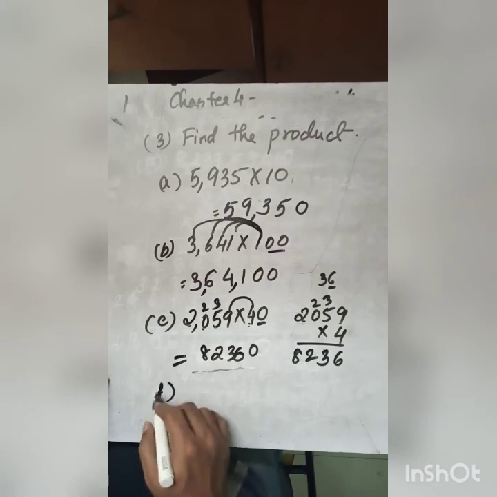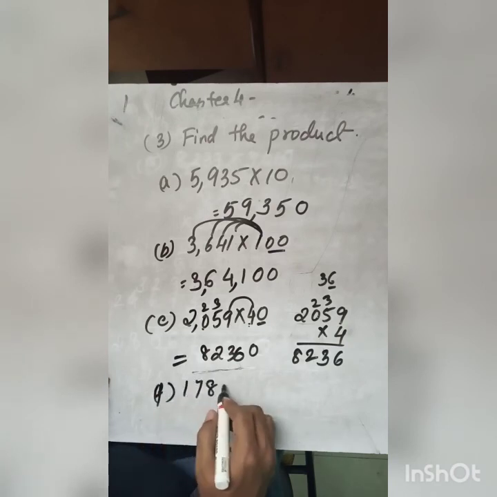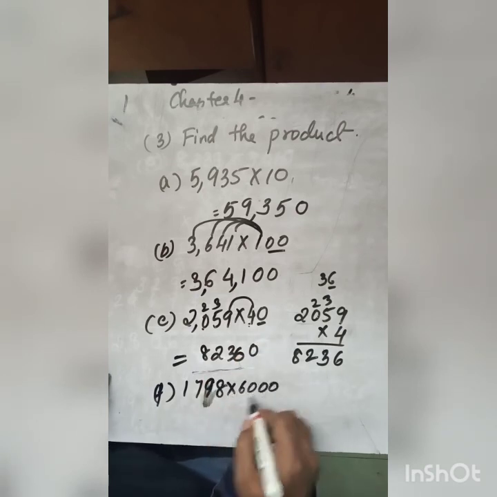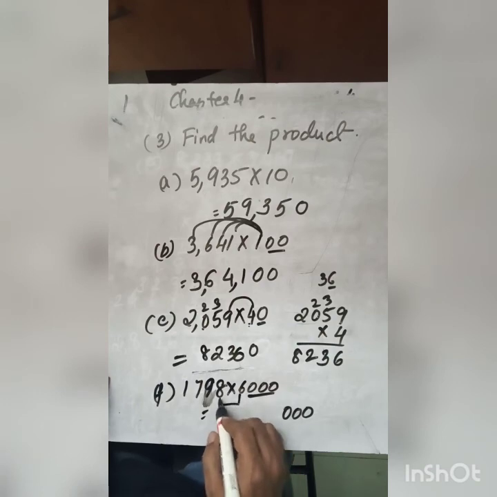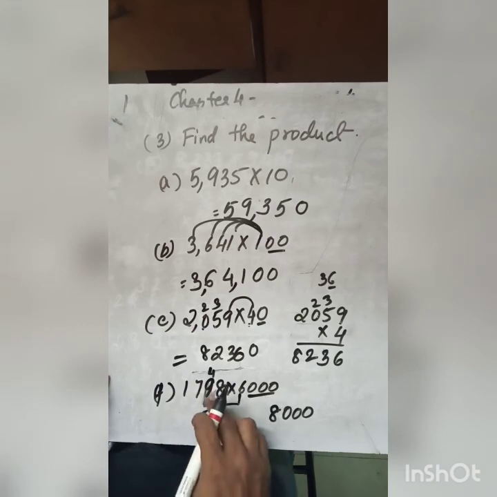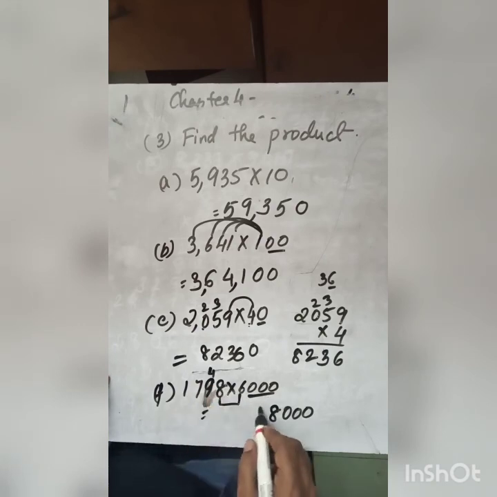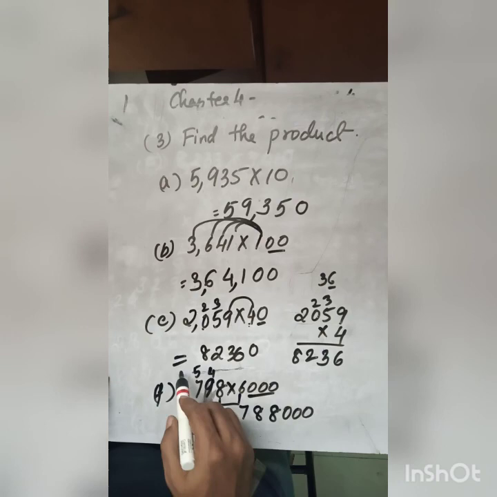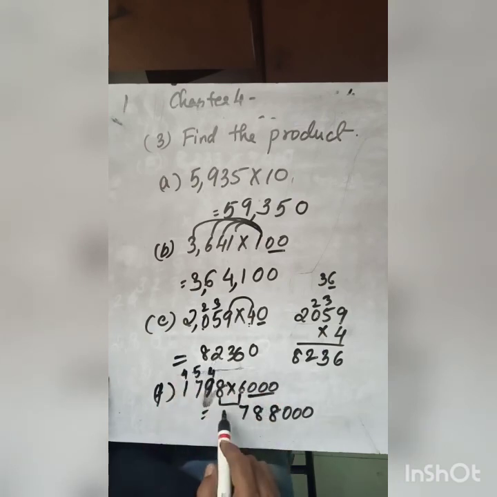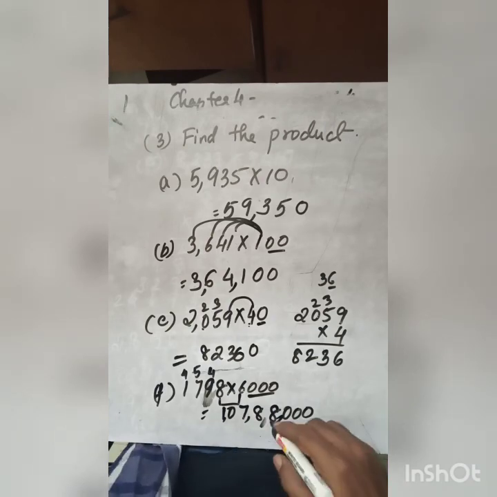I'll do number F as well. It says 1798 into 6000. So basically, how many zeros are there? 3. So I'll put 3 zeros and then 6 8s is how much? 48. So I'll write 8 and carry 4. 6 9s are 54 plus 4 is 58. So I'll write 8. I'll carry 5. 6 7s are 42 plus 5 is 47. So I'll write 7. I'll carry 4. 6 1s are 6 plus 4 is 10. So the answer is 1,078,800.